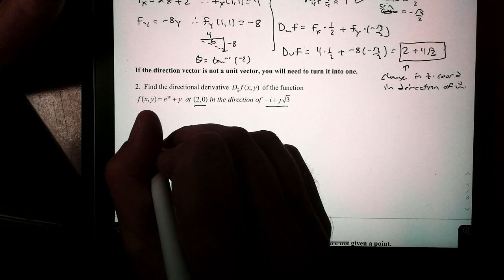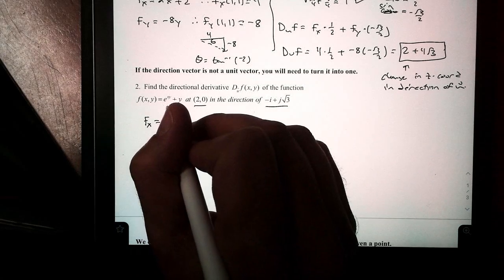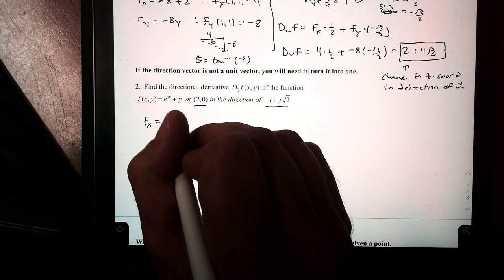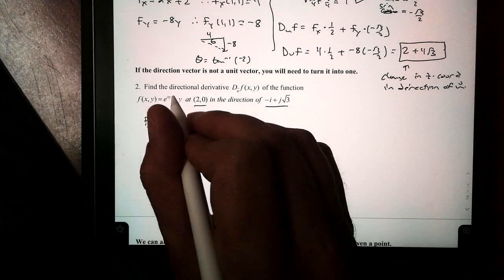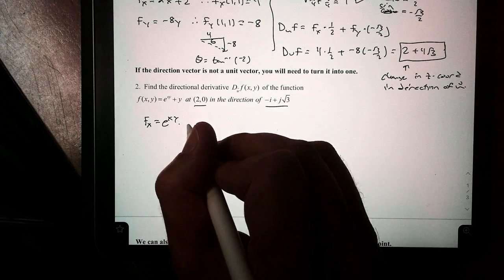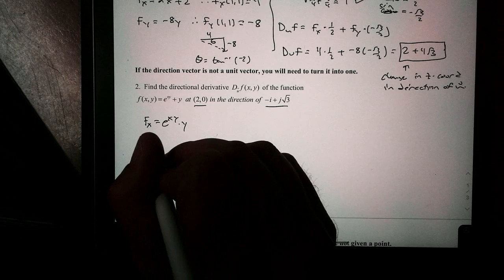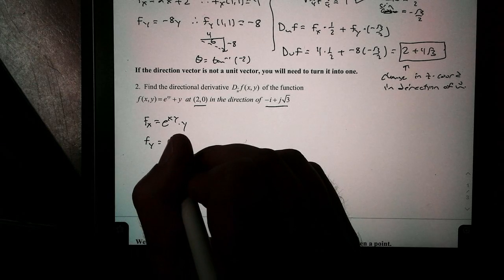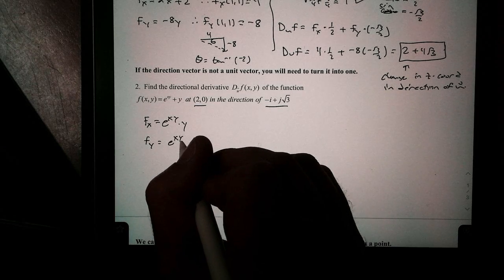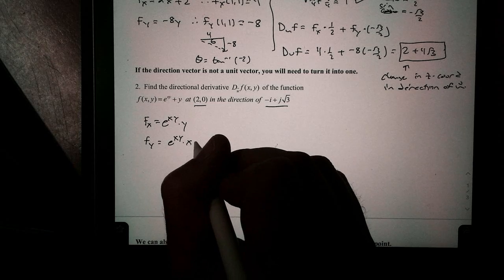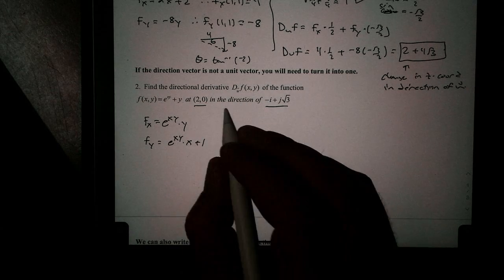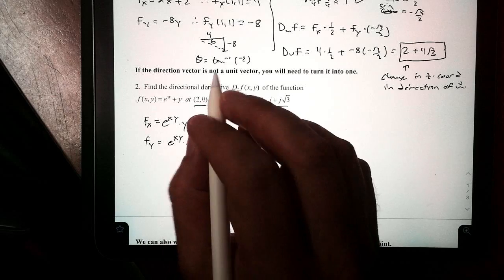Fx, the partial with respect to x, is just going to be e to the xy. Don't forget chain rule. The derivative of xy with respect to x is just y. And then we need the partial with respect to y, which is again e to the xy times x this time, plus 1.